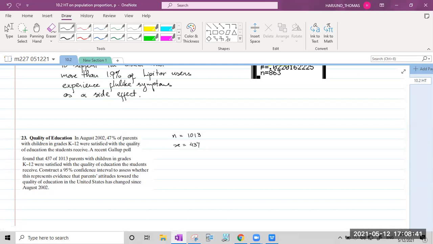Now, I will not teach you to use a confidence interval. We will still use hypothesis testing, the traditional or p-value method, to come up with the conclusion. Let's just decide that because of that 95%, we use alpha equals 0.05, which is 5%. Do hypothesis testing to assess whether this represents evidence that parents' attitude toward quality of education has changed. That's the claim.